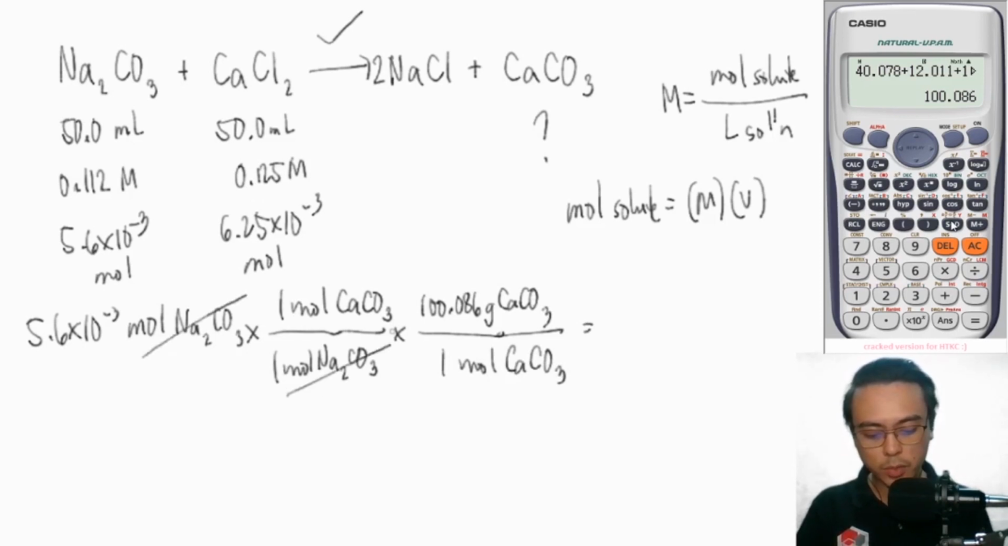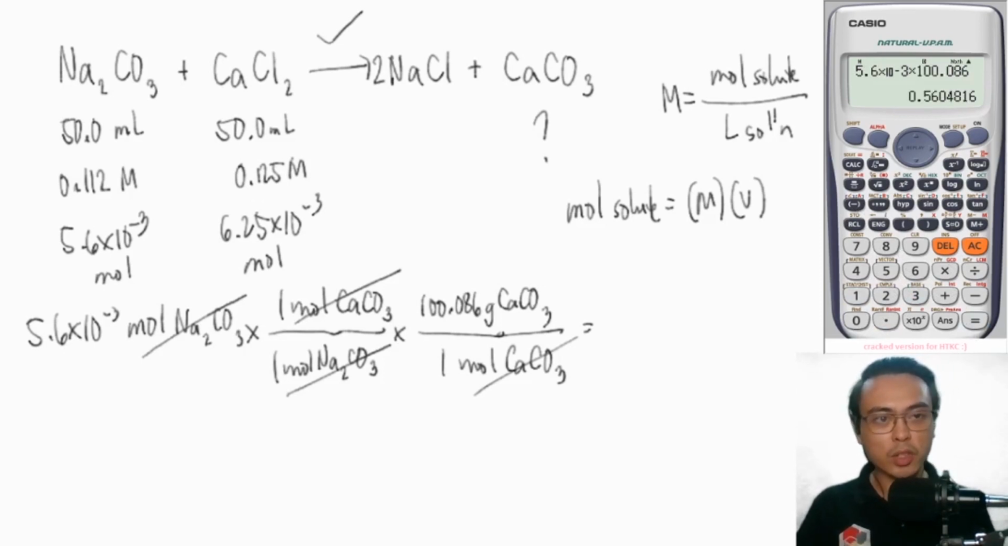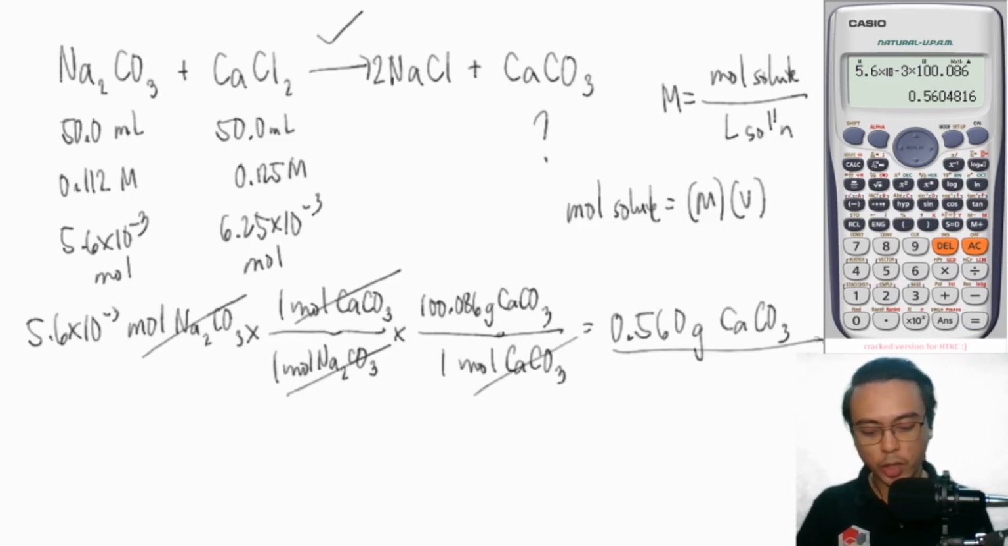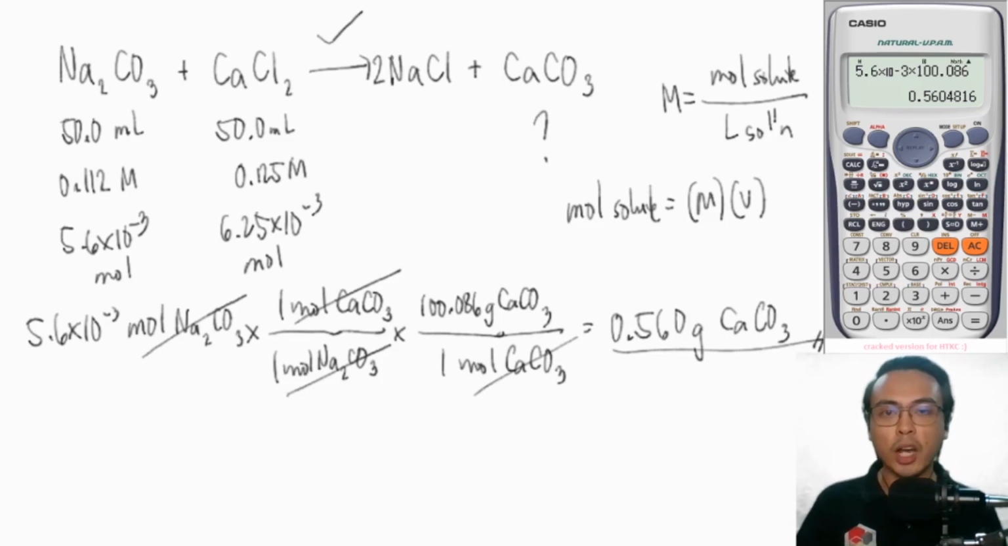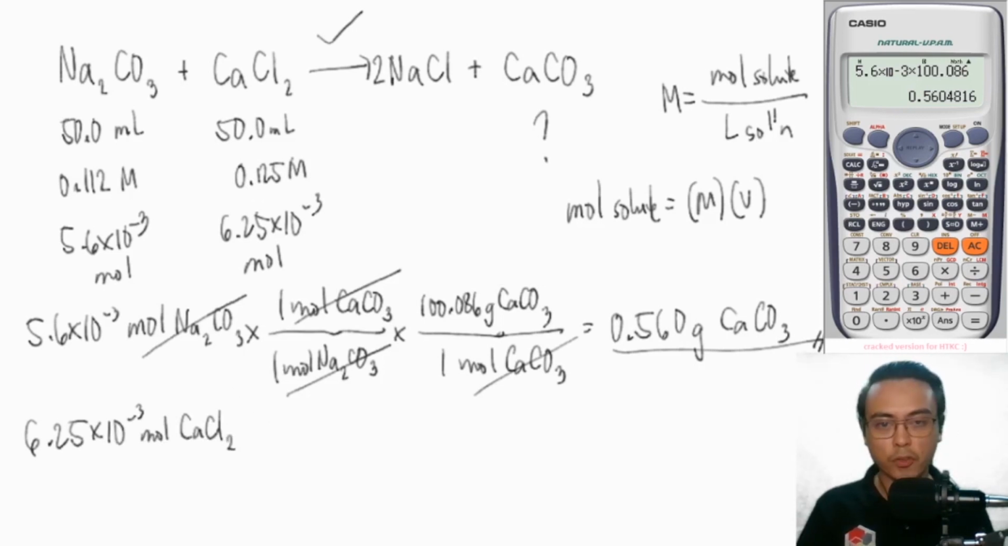Cancel the units. What do we have? That is 5.6 times 10 raised to negative 3 times 100.086. We get 0.56 grams of calcium carbonate if we started with sodium carbonate. But at this point, we have nothing to compare it yet, so we need to solve the one from calcium chloride. We start with 6.25 times 10 raised to negative 3 moles of calcium chloride.